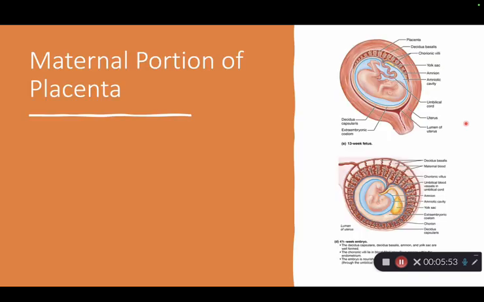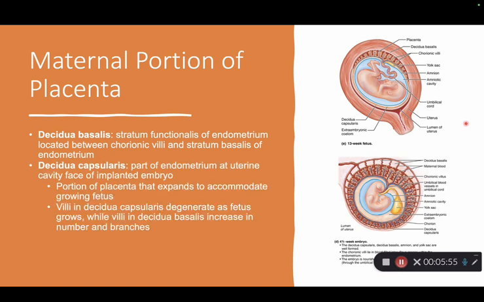The maternal contribution to the placenta is called the decidua basalis. This is derived from the endometrial stratum functionalis. As the fetus grows, the decidua capsularis thins and degenerates, while the decidua basalis becomes the main maternal support structure. The combined structure of chorionic villi and decidual tissue forms the mature placenta.